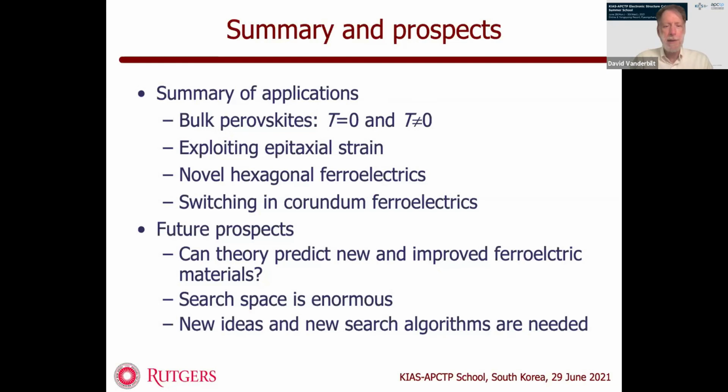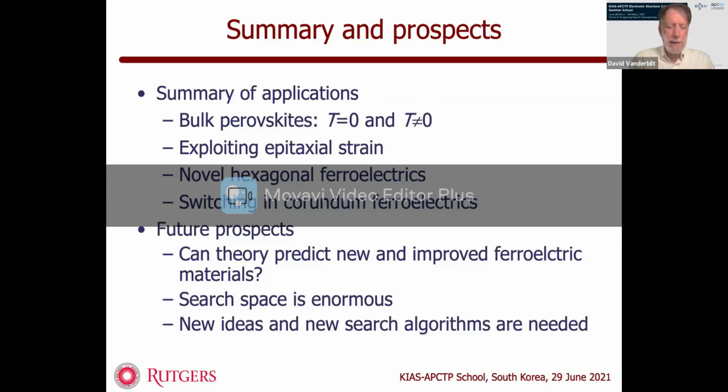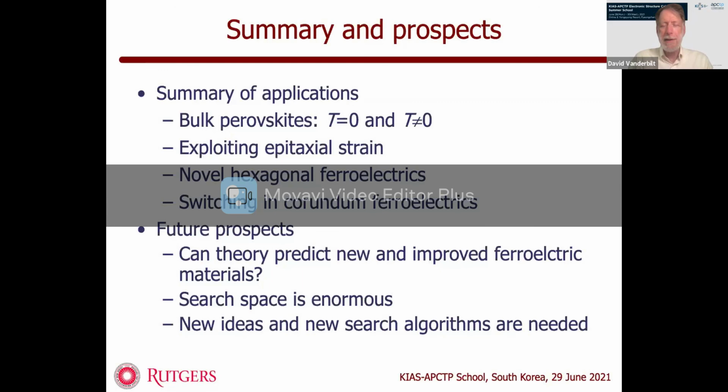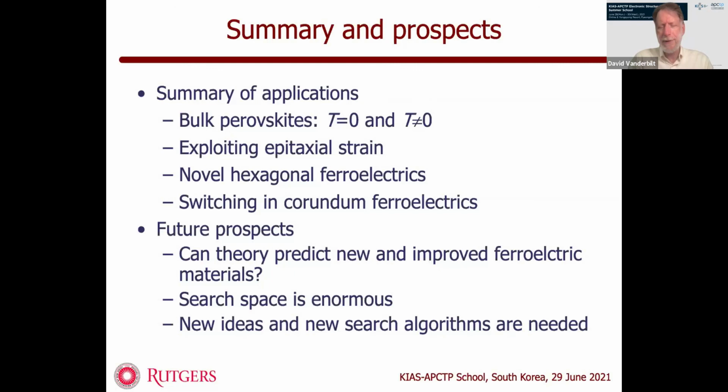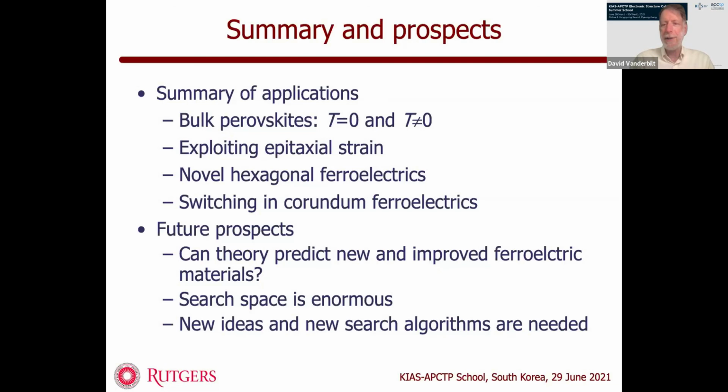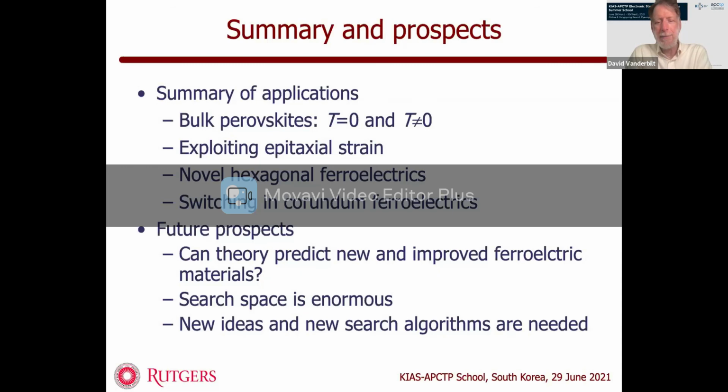I think the bottom line is we still haven't found materials that are superior to the tried and true lead titanate based perovskite ferroelectrics. The search space is large, and I think with new ideas and new search algorithms, it's possible. By the way, one of the goals in this field is just to replace lead-based materials by lead-free materials, because lead is a toxic substance in our environment. So that's part of the motivation also. Even if you have a material that's not quite as good as lead titanate, but is lead-free, that would be very valuable. Okay, so that concludes my brief tour through theory of ferroelectricity in perovskites and related materials.